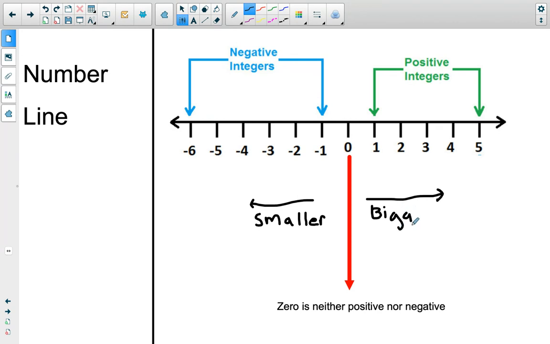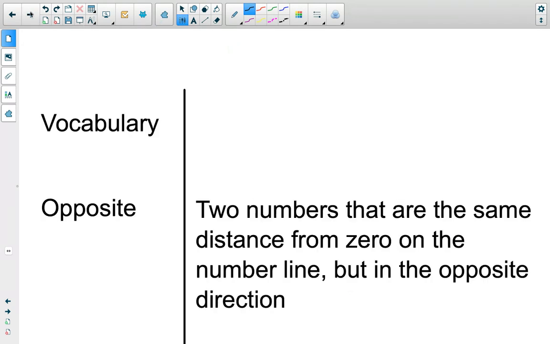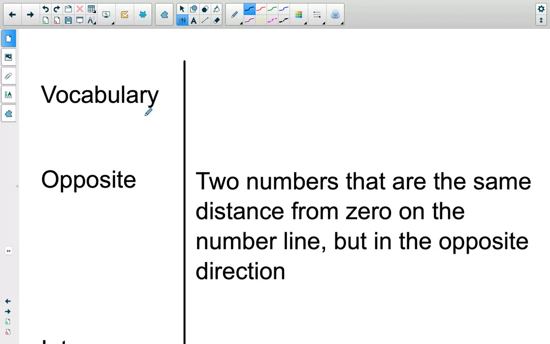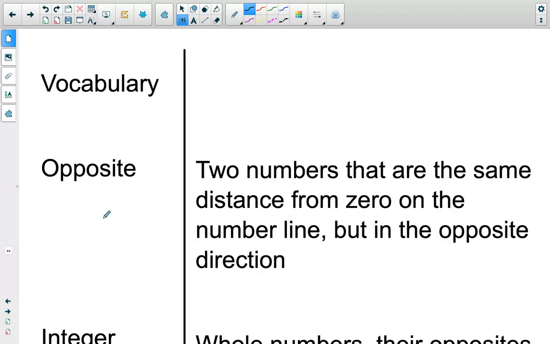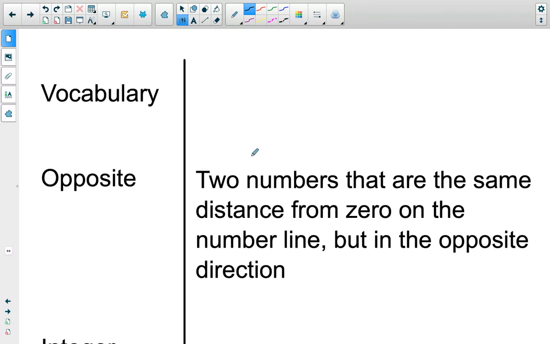I should make the word bigger, sorry. Using my mouse again instead of my writing pad. Okay, let's look at some vocabulary words we need to know. First vocabulary word we have is opposite. Two numbers that are the same distance from 0, but in the opposite direction.